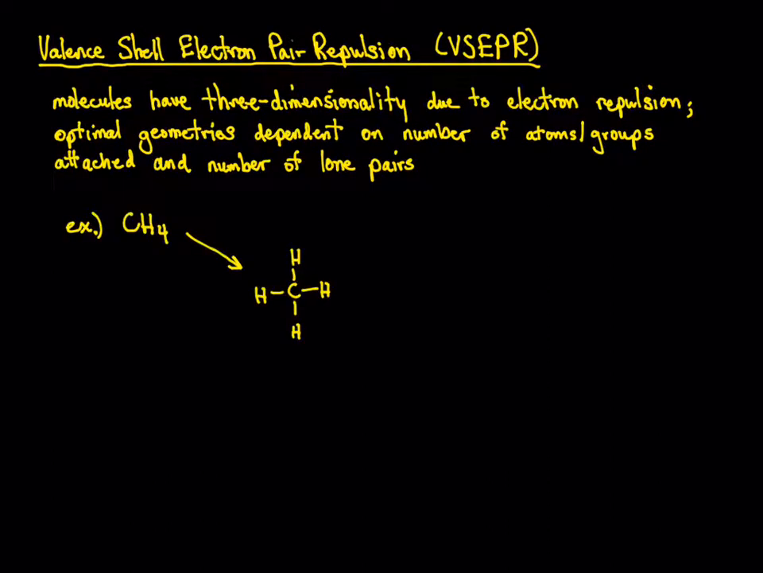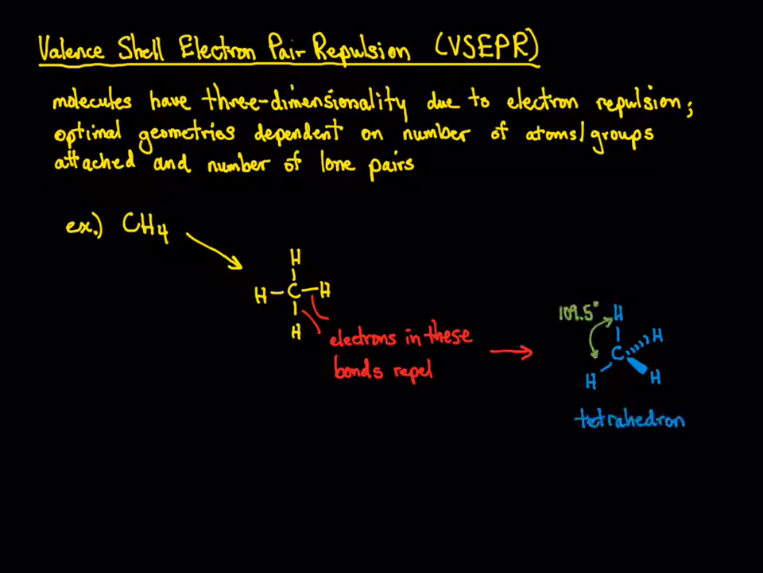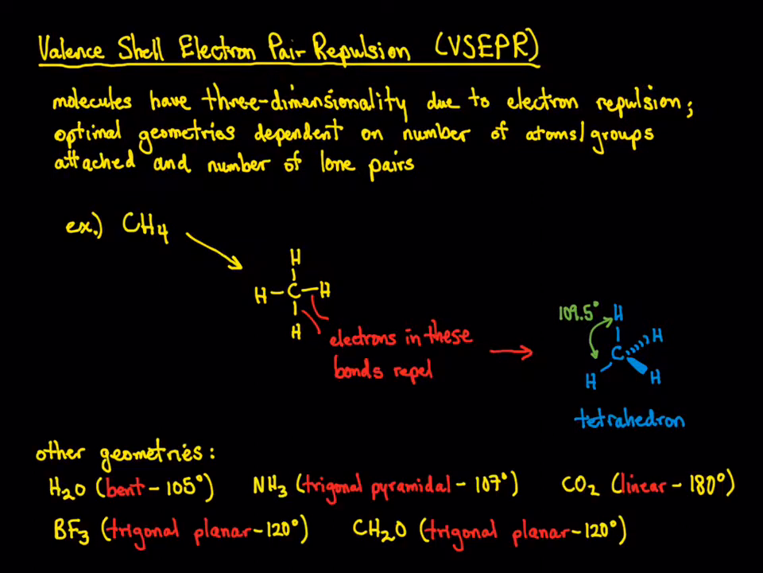An example is CH4, or methane. Electrons in the CH bond will repel, so the molecule will adopt a geometry that allows the electrons in those bonds to lie as far apart as possible. In methane, this would be a tetrahedron, which has bond angles of 109.5. Other possible geometries include bent, trigonal pyramidal, linear, and trigonal planar. Try to draw the Lewis structures for each of these molecules shown.